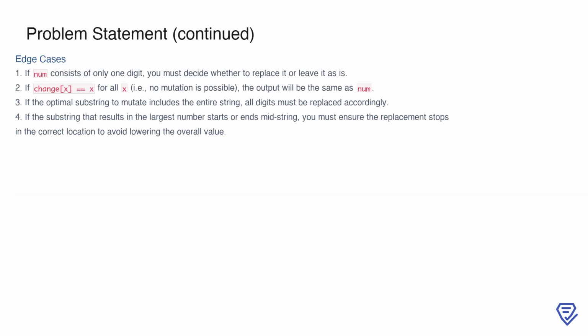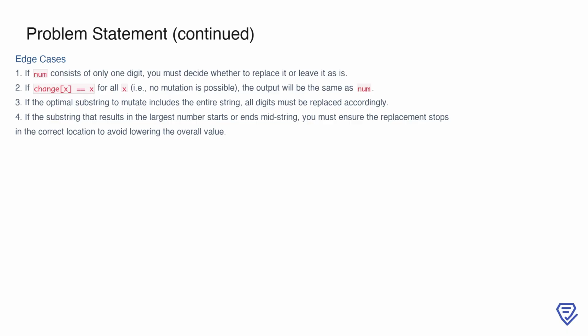Finally, let's discuss some important edge cases to keep in mind. If number consists of only one digit, as we saw earlier, you must decide whether to replace it or leave it as is, depending on whether the replacement increases the value. If the change array maps every digit to itself, meaning change[x] equals x for all x, no mutation is possible, and the output will simply be the same as number.